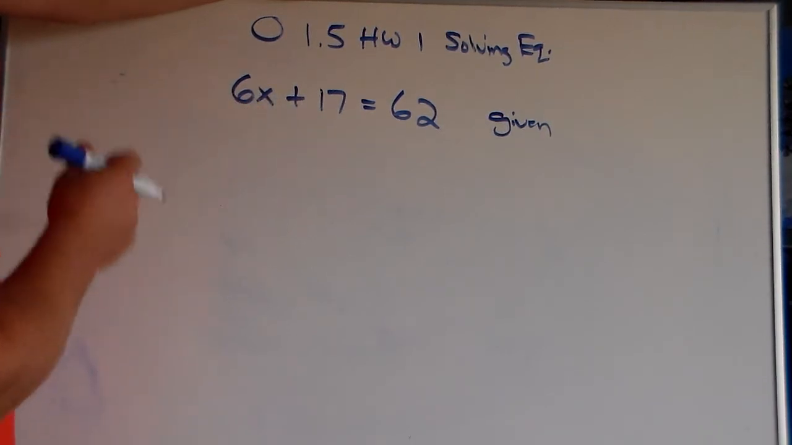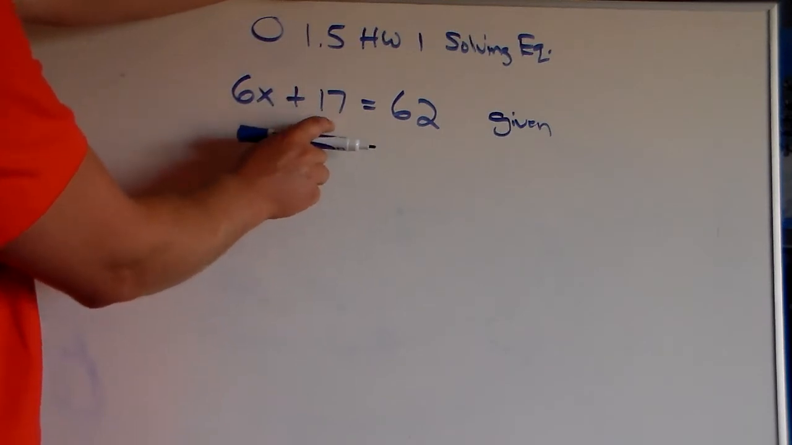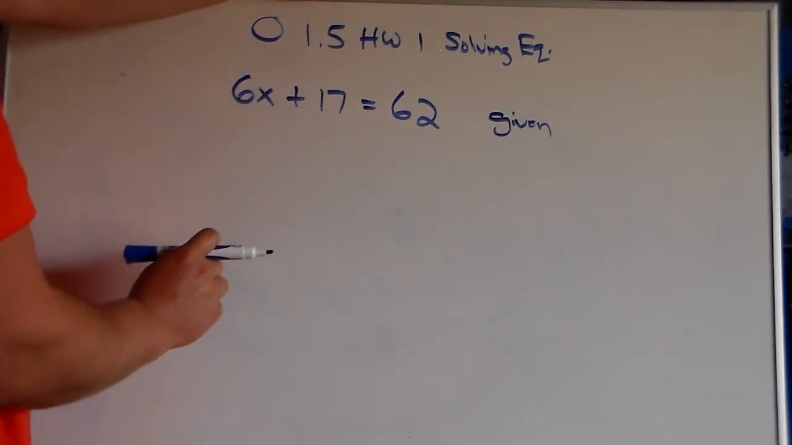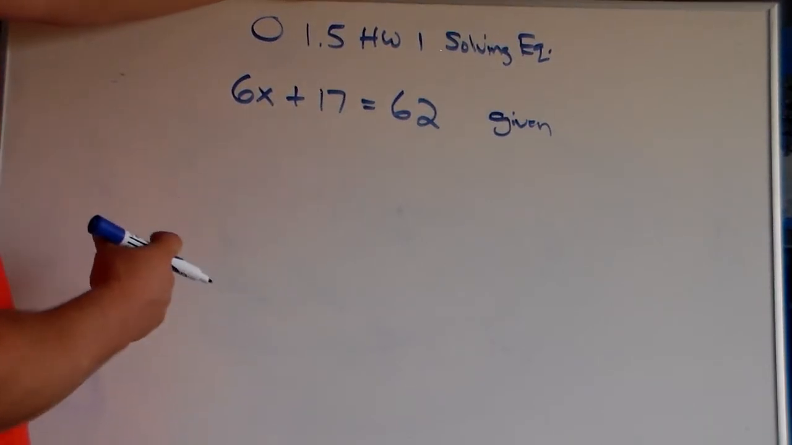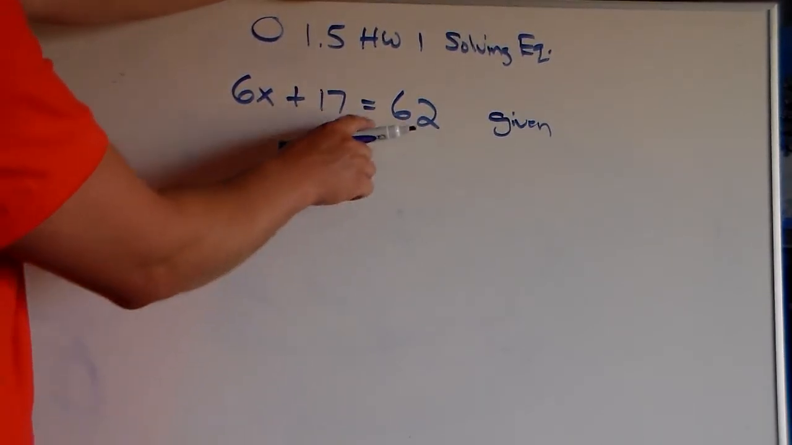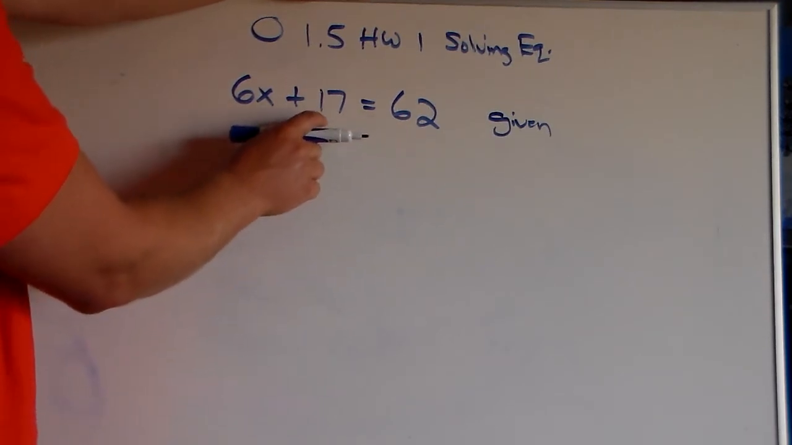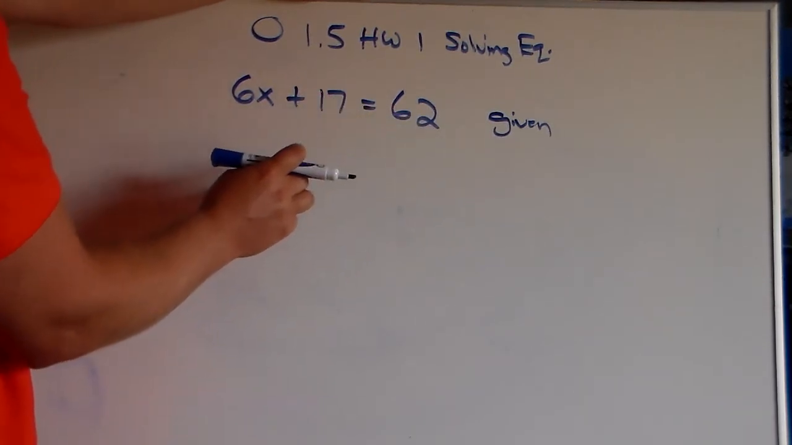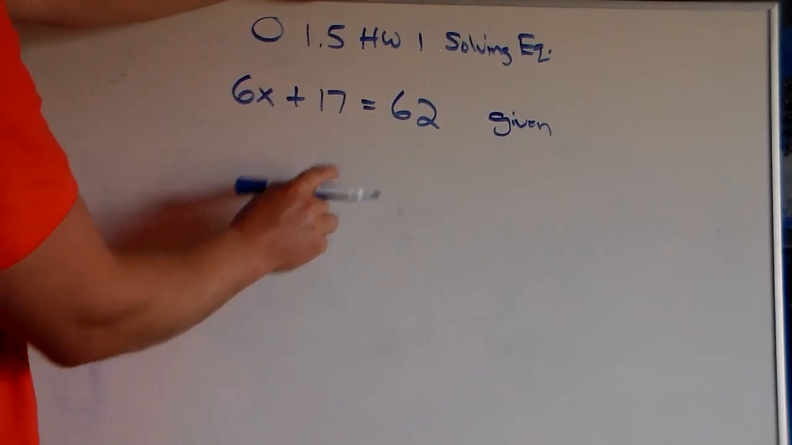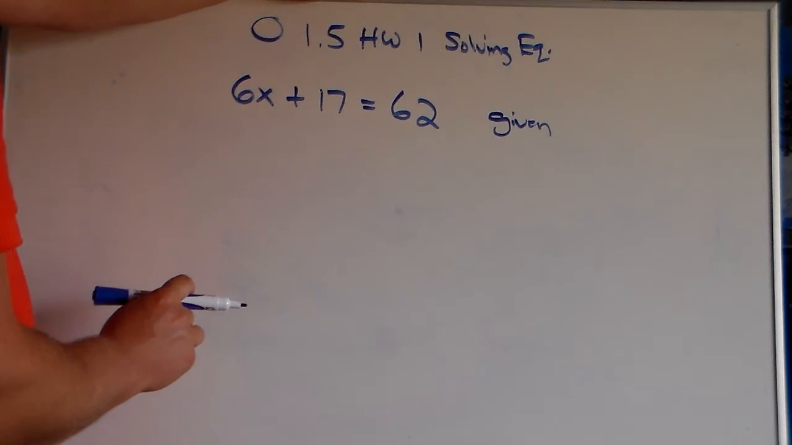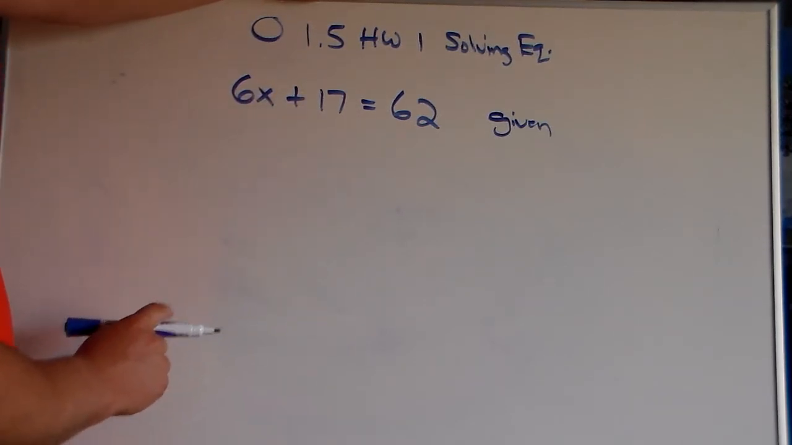Our goal is to get the x all by itself. The plus 17, notice the 17 does not have an x. So these two terms are different. They're not alike. They're not the same. And the 62, that term kind of looks like the second term, except of course they're two different numbers. But what's similar to both of these terms is that they both don't have an x. So they could be combined in the future, as we're going to see.